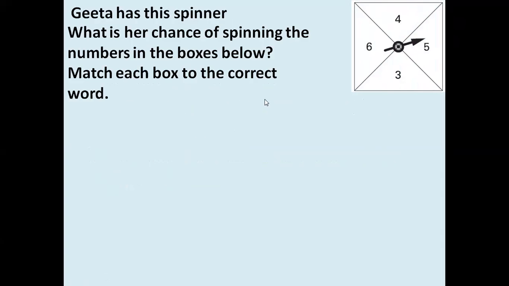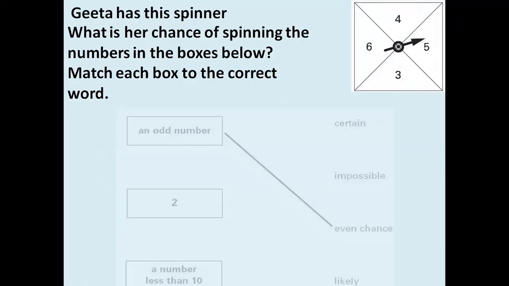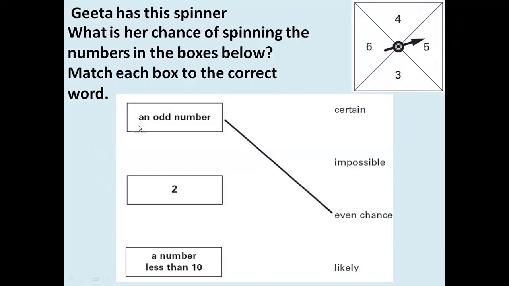For example, look at this spinner. In this spinner, there are only these numbers, 4, 5, 3, and 6. What is the chance of spinning the numbers in the boxes below? Match each box to the correct word. So, the first one is done. Getting an odd number. The word certain, do you remember the meaning of it? It means that this event, I'm so sure it will happen. Okay, 100% will happen.